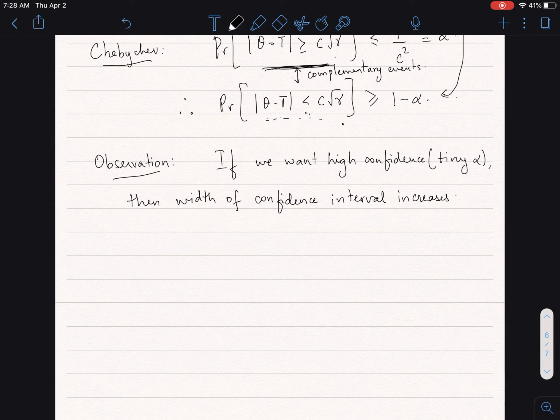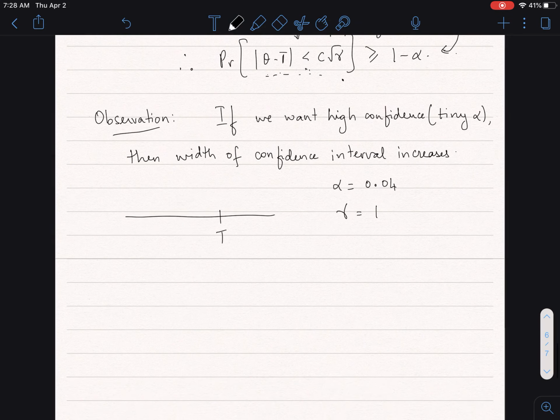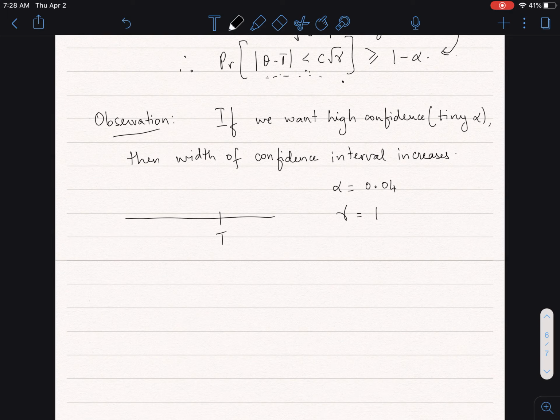This is easy to see. Suppose I have the value of the estimator, let's say it is T, and suppose firstly alpha equals some value, so let's just set alpha being 0.04. Let's assume that we know that gamma equals 1, so the mean squared error is smaller than or equal to gamma. Then what this is telling us is that T has some distribution. Let's say it looks like this.